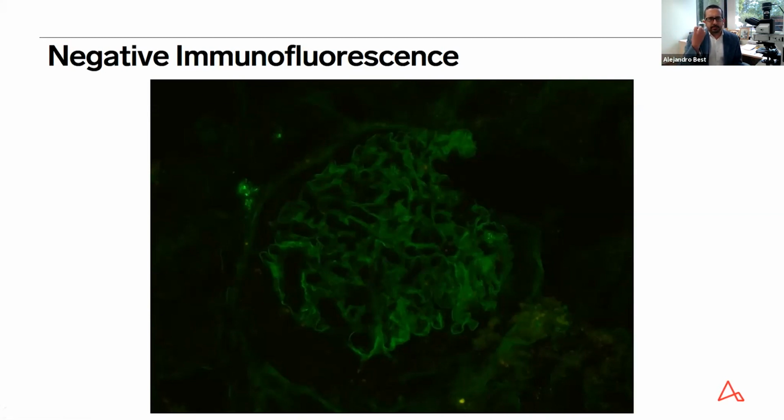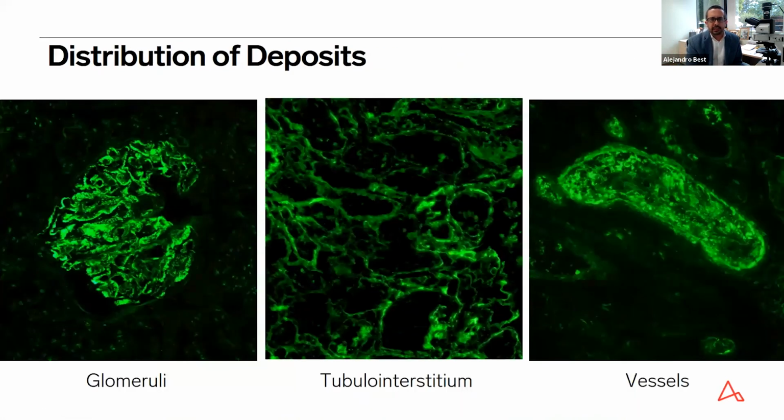When it's positive, it sparkles. It's bright and sparkles, like in this one. This is a really good example of a positive case. And the point I want to make with this slide is that it's not a box like, is it positive or negative? And you check it and you're done, right? If it's positive, you need to know or identify where the deposits are present. Are there glomerular deposits? Are there tubular interstitial deposits?